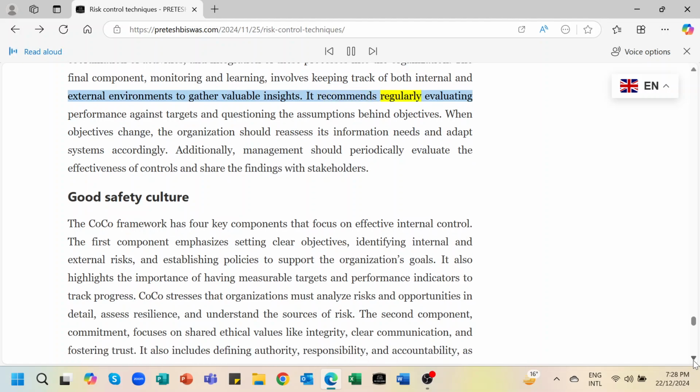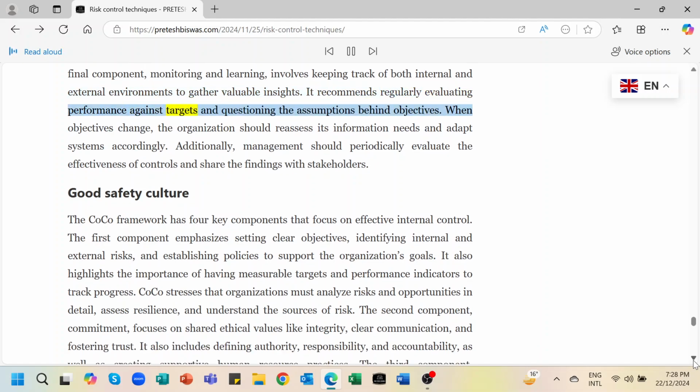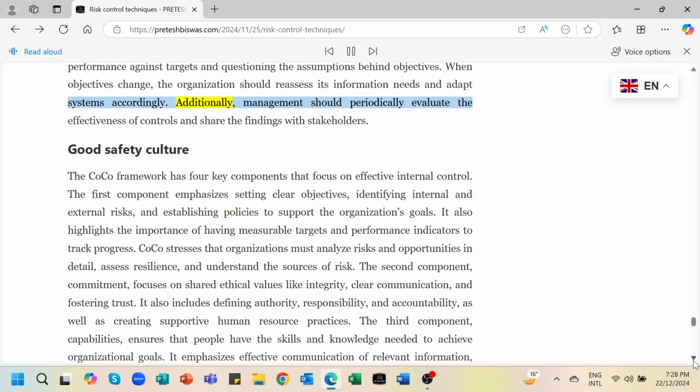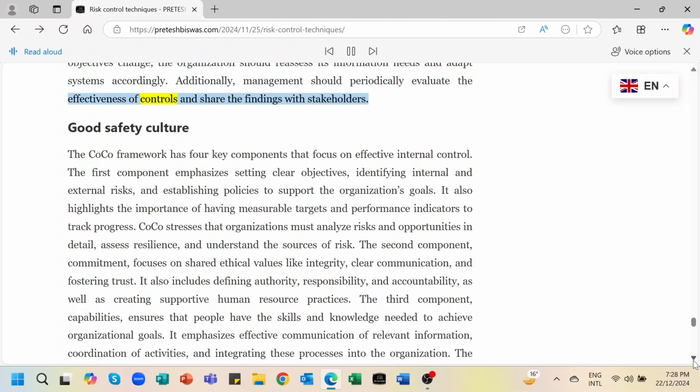It recommends regularly evaluating performance against targets and questioning the assumptions behind objectives. When objectives change, the organization should reassess its information needs and adapt systems accordingly. Additionally, management should periodically evaluate the effectiveness of controls and share the findings with stakeholders.